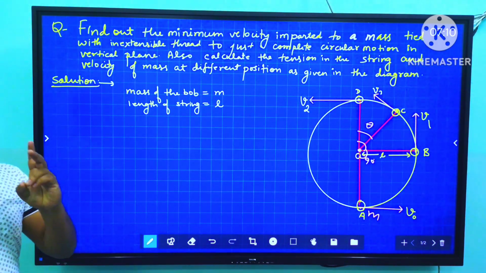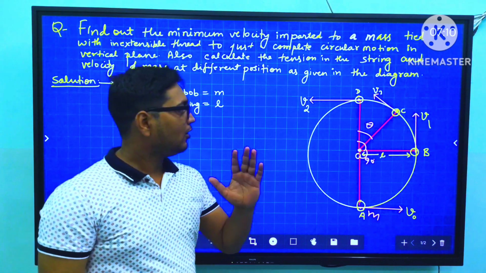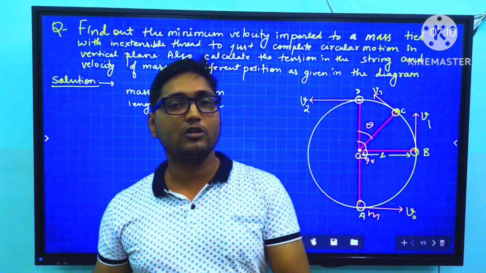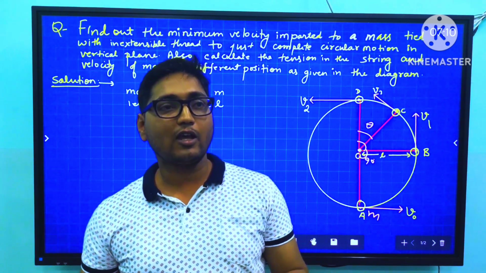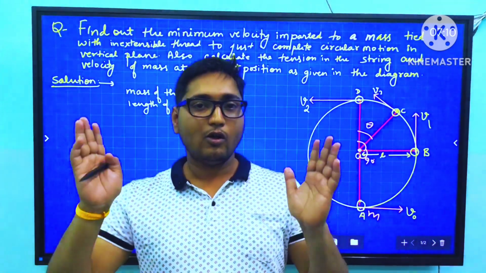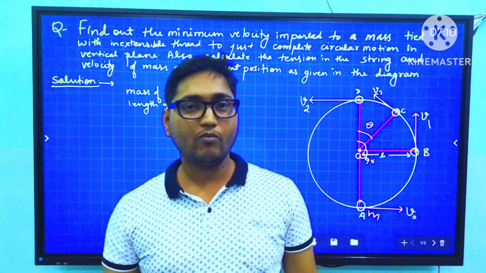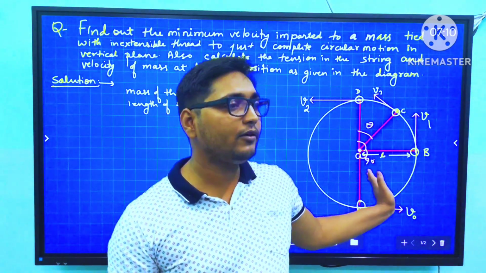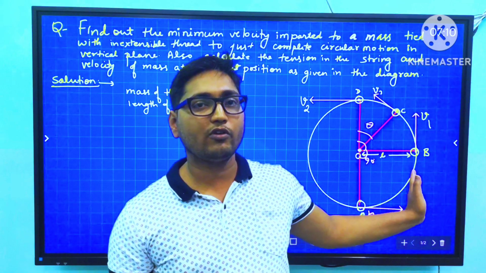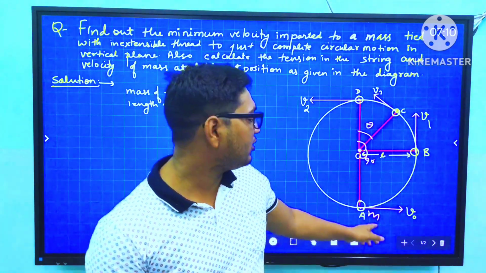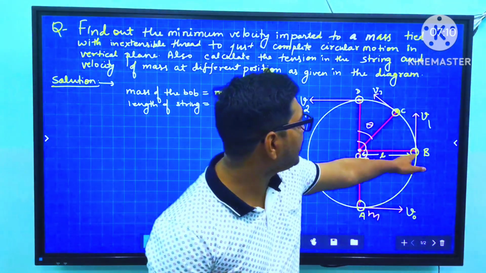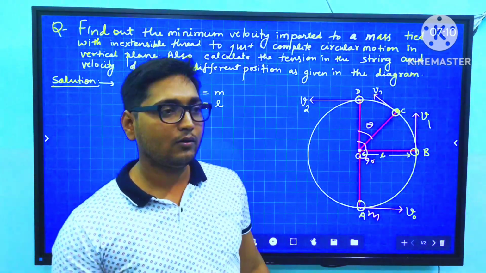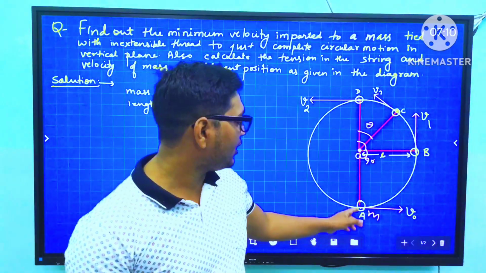We will use two concepts to solve this problem. First is the law of conservation of mechanical energy, and second is the laws of motion. We will calculate the tension in the string at different points and also the velocity at different points, all four points A, B, C and D. We will deal with them one by one. We will start from point A.